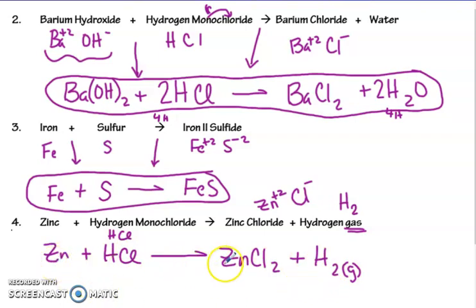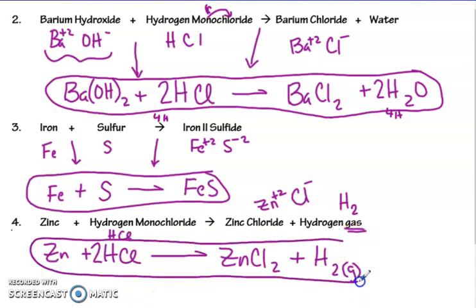We've got 1 Zn, 1 Zn. 2 Cl's. We need to make 2 Cl's here. Again, you cannot put it in the middle of it. It must go in front of it. And it doesn't go here either. Okay? Okay, so we got 2 H's and 2 H's. So this one is totally balanced just like it is right there. Okay.